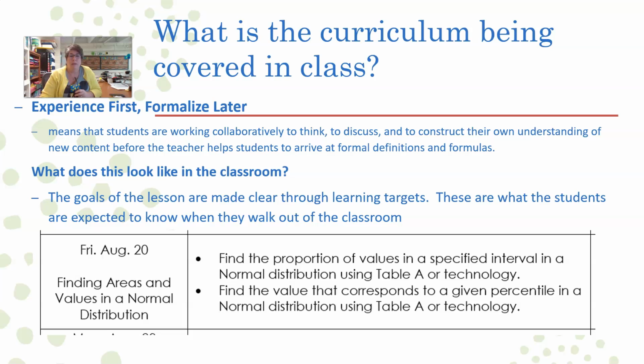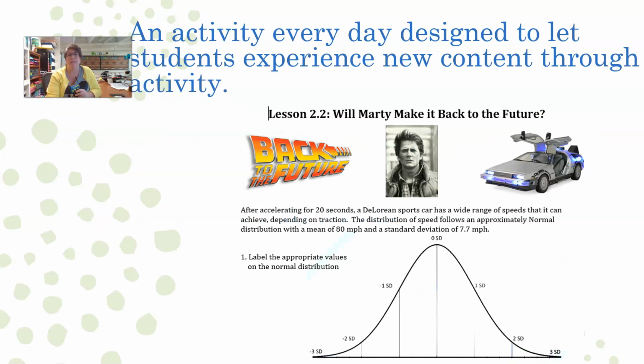So what that will look like is at the beginning of each lesson, each day, we have learning targets. So in our learning targets, say this is what we need to be able to do by the end of today. So here's an example for Friday, August 20th, finding areas and values in a normal distribution. It says we'll find the proportion of values in a specified interval in a normal distribution, and we'll find the value that corresponds to a given percentile. So the activity that we're going to do is going to support these 2 learning targets.